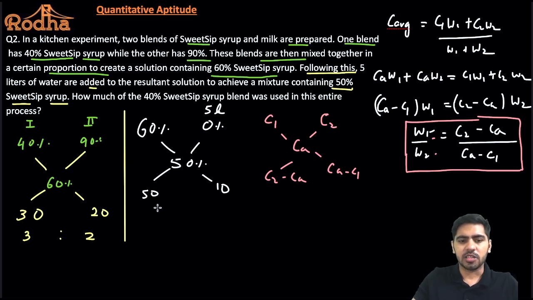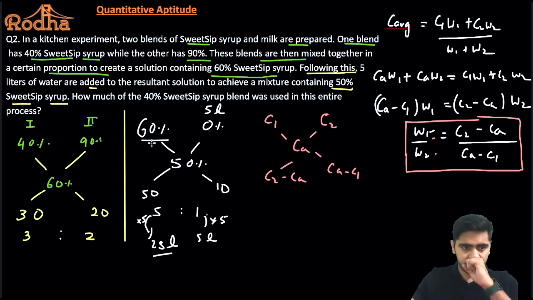So can I say the ratio is nothing but 5 is to 1? And we know that this 1 corresponds to 5 liters because it was given that 5 liters of water has been added. So if 1 corresponds to 5 liters, can I say 5 should correspond to 25 liters? Isn't it? Because the multiplying factor is 5 here, so this should also be multiplied by 5. Now, 25 liters is basically the 60% solution, isn't it?